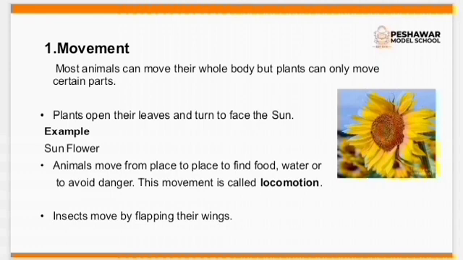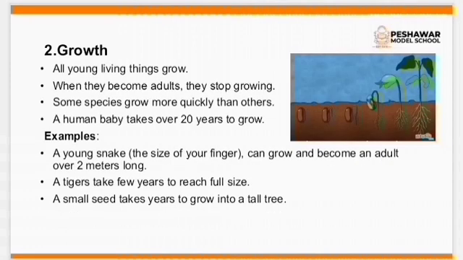Talking about animals, animals move from place to place to find food, water, or to avoid danger. This whole movement is called locomotion. Animals basically move their whole body, right? Insects move by flapping their wings. As they have one or two pairs of wings, insects move by flapping their wings.